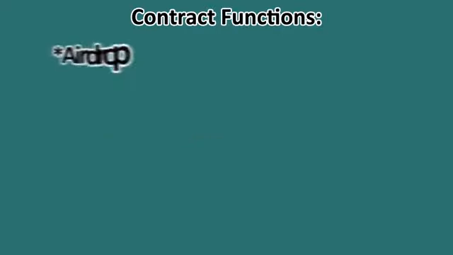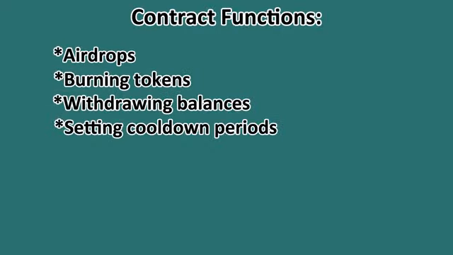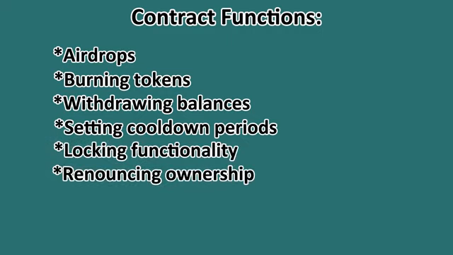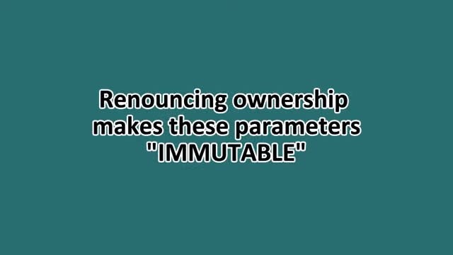Step 5. Manage contract functions. As a deployer, you may have access to functions for airdrops, burning tokens, withdrawing balances, setting cooldown periods, locking functionality, renouncing ownership, and adjusting fees or limits. Now be aware that renouncing ownership makes these parameters immutable.